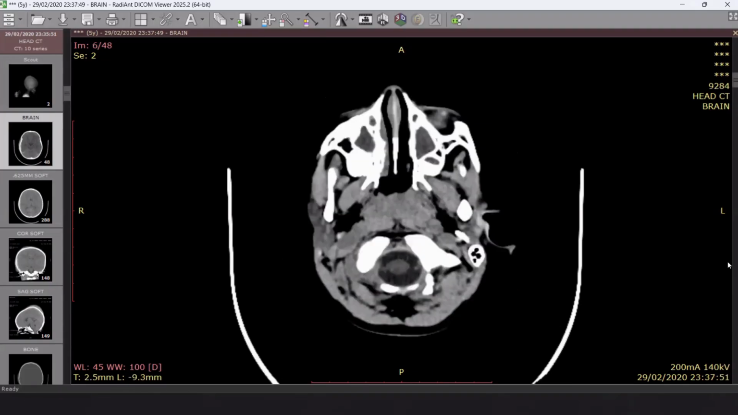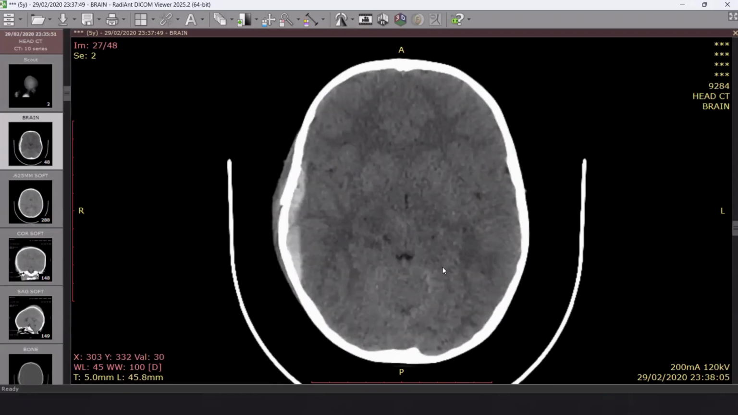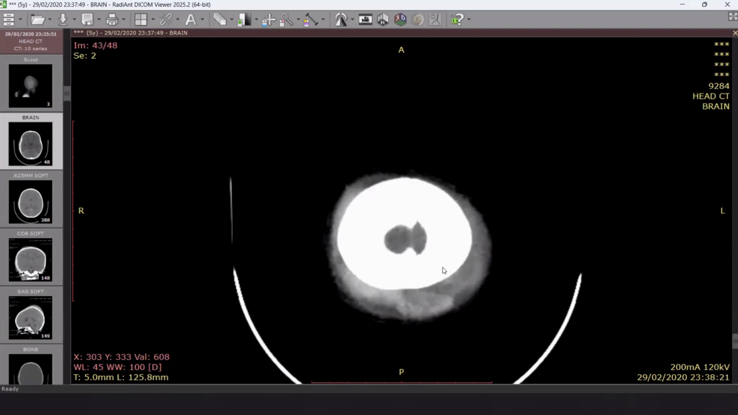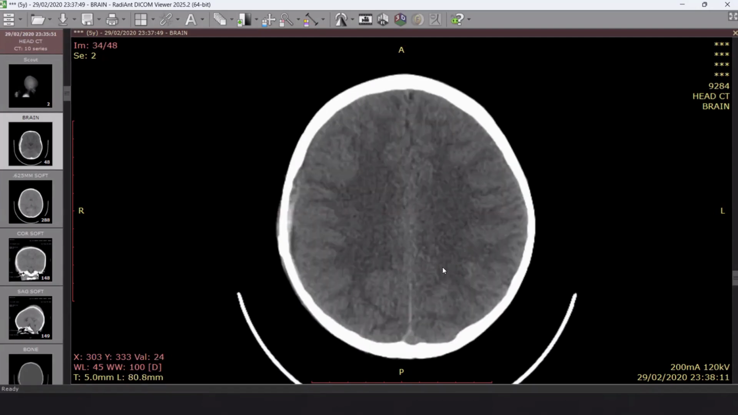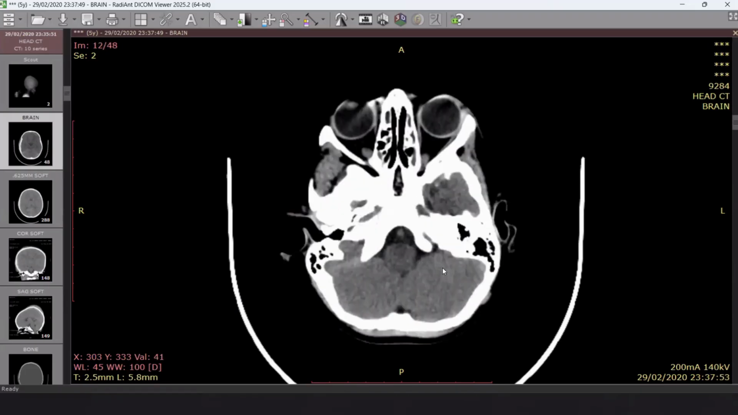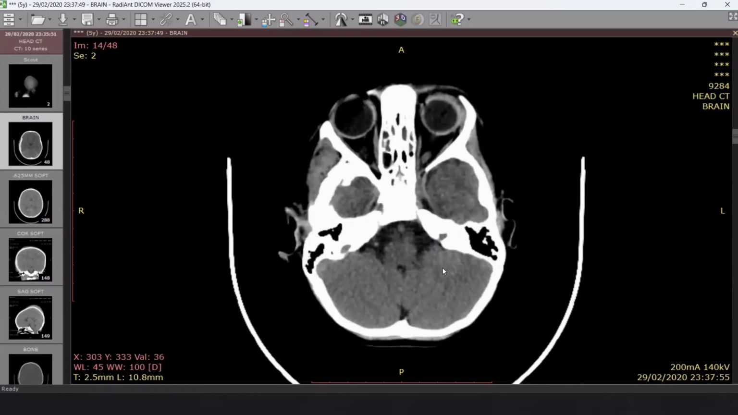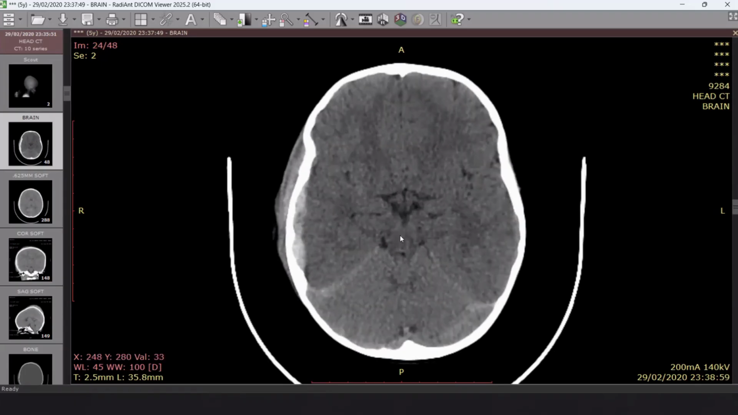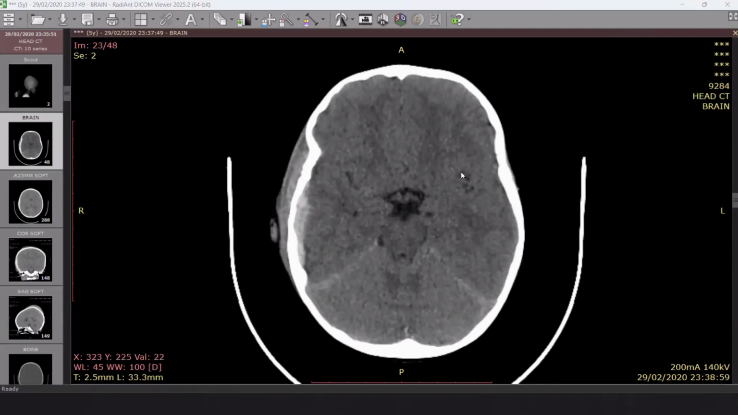Sir, okay. I'm scrolling again. Sir, I could appreciate that there is... Okay, no problem. Okay, this is, as you said, we have an extra-axial hematoma. Which type of hematoma is this one? I think it's subdural.